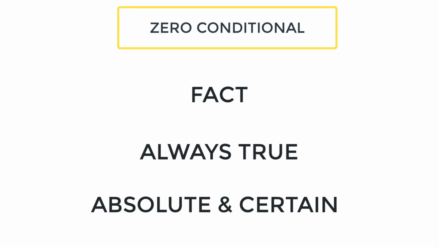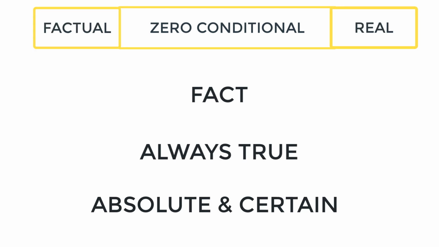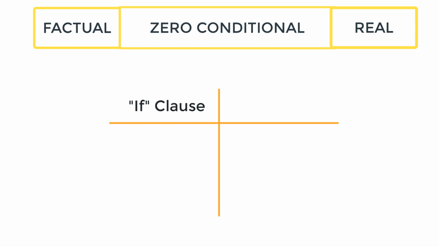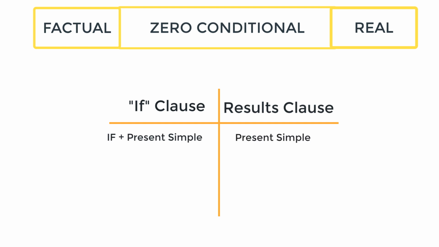The zero conditional is used to express a fact, something that is always true. It is absolute and certain. All conditionals have two clauses, the if clause and the results clause. In the zero conditional, you will use the if plus the present simple and the present simple in the results clause.